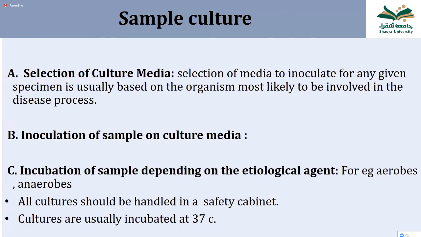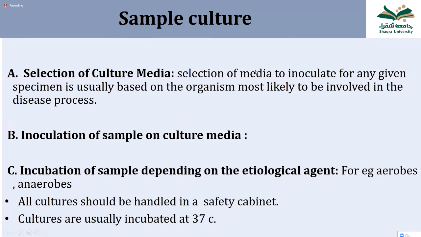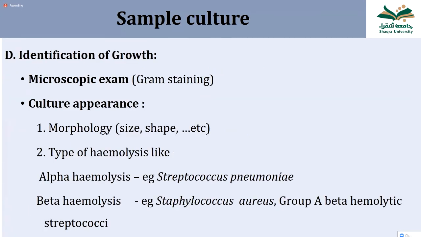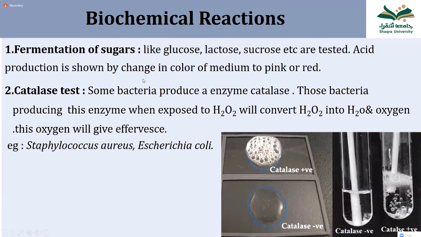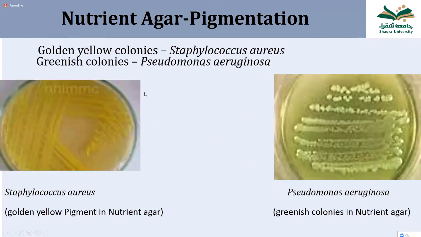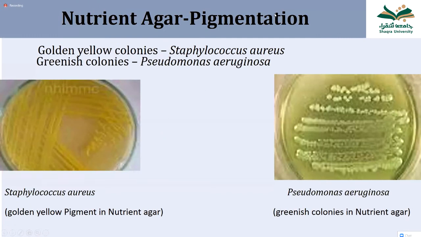So if we combine all these features, going through the previous slides, what do we see after culture? After culture, we have to see the colony morphology, whether it is small or big, its size, shape, the type of hemolysis, any pigment produced, etc. Then we perform biochemical reactions from the colonies on the culture media. We perform some biochemical tests on the bacteria to know the exact species.